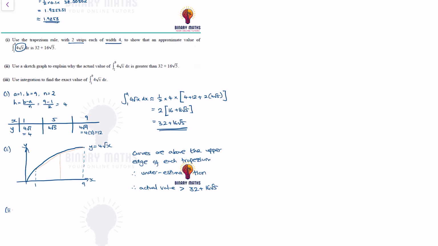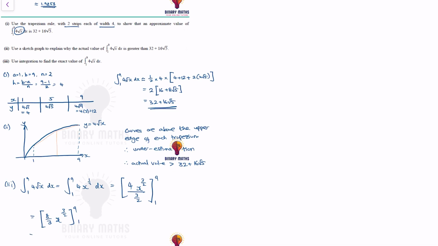Okay, part 3. It says, use integration to find the exact value of the integral of 4 root x dx between 1 and 9. So the integral from 1 to 9 of 4 times x to the power of a half dx. When we integrate this, we get x to the power of 3 over 2, and we get 4 divided by the increase, which is 3 over 2. Let's not do too many things at once, between 1 and 9. Let's simplify it now. So I end up getting 4 times 2 divided by 3, which is 8 over 3, x to the power of 3 over 2 between 1 and 9.